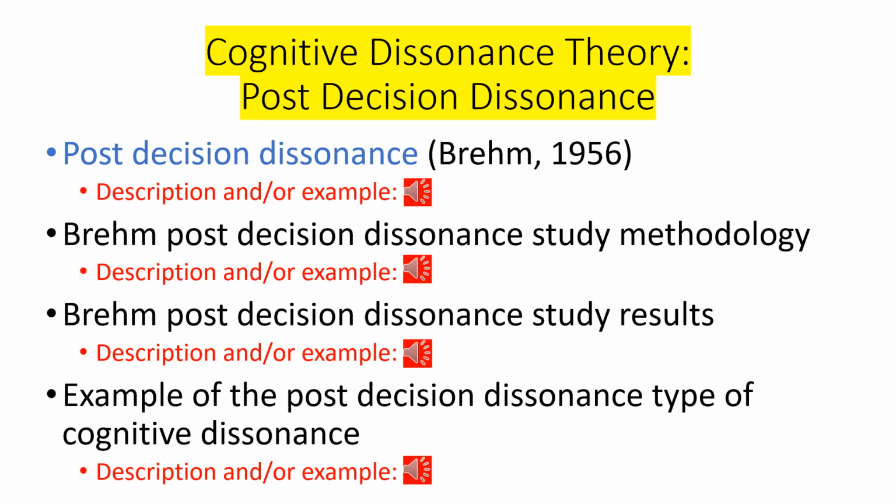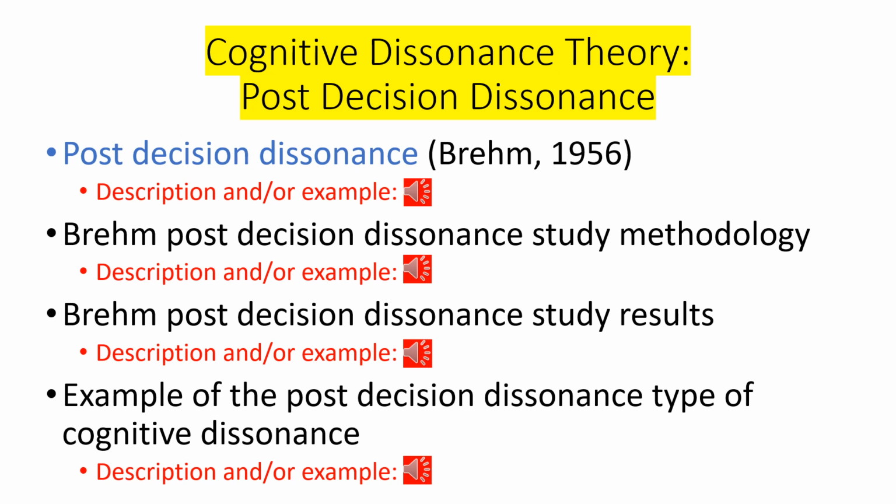He was actually the director of the doctoral program in social psychology while I was at Kansas, so I had the pleasure of taking several of Jack's courses while I was there. Like the other two types of cognitive dissonance, post-decision dissonance seems to be easiest to explain by going through the study designed to test this form of dissonance. So let's take a look and see what Brehm did.